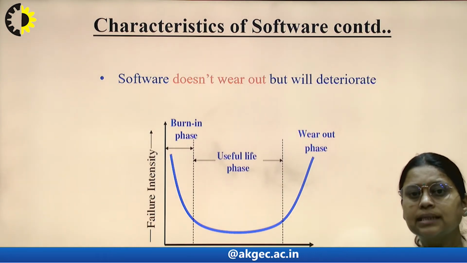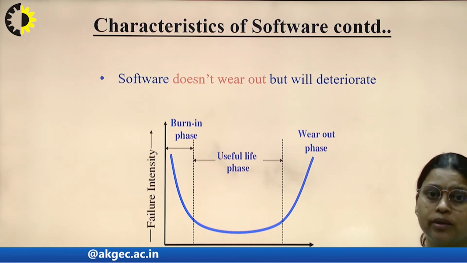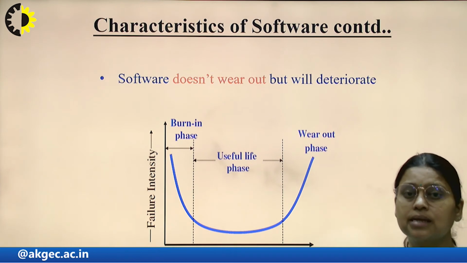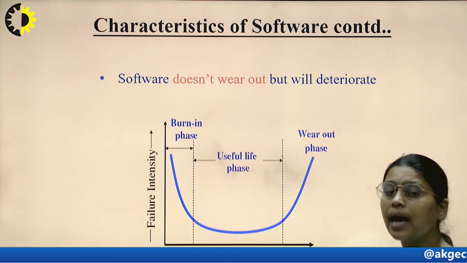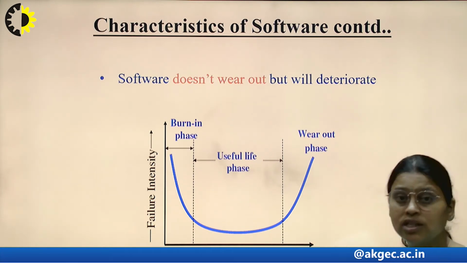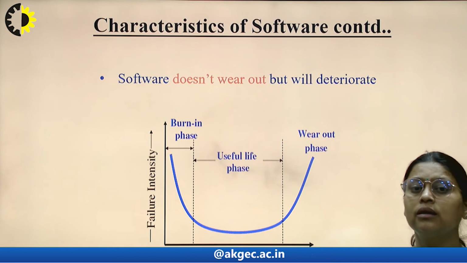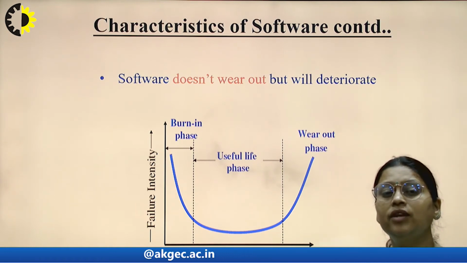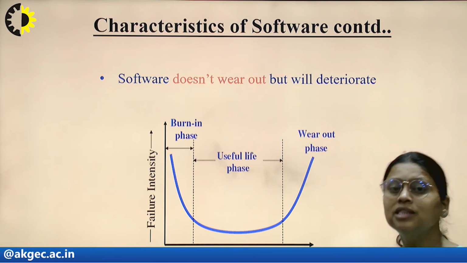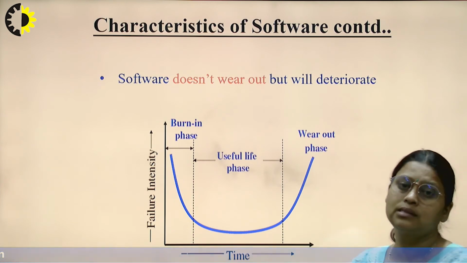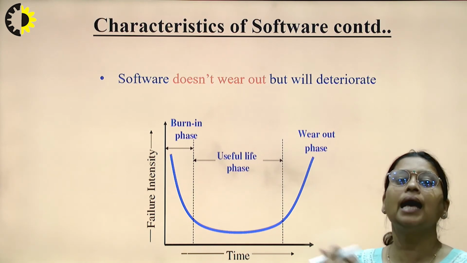Now the next characteristic of software is that software does not wear out, but it will deteriorate. As I have discussed, software never dies. If we have not changed the software as per the technology requirement, if we do not modify or update the software, then the performance may go down, but we can't say that software dies. So that's why we say that software does not wear out, but deteriorates as per the time.